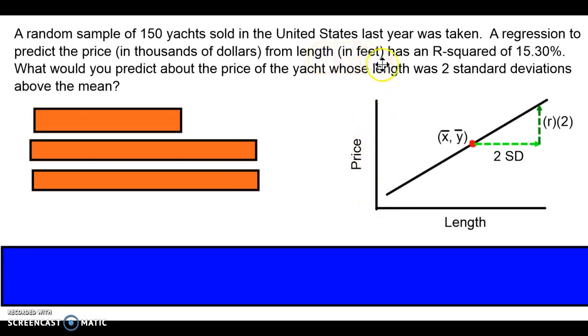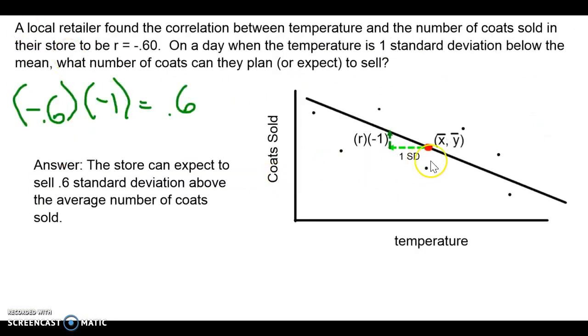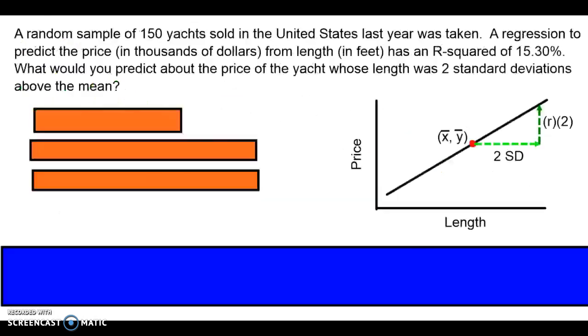So let's continue from there. If we were to do this study, it found R squared to be 15.3%. What would you predict about the price of a yacht whose length was 2 standard deviations above the mean? In the last one, we were looking at 1 standard deviation. What if we're talking about 2 standard deviations?